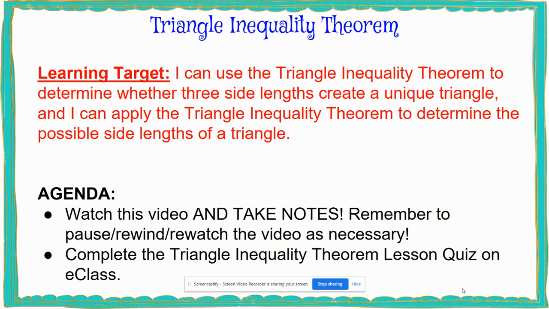Okay, today we are going to continue our work with triangles. So yesterday we talked about the angle sum theorem, which said that the sum of all of the angles in a triangle should add up to 180 degrees. Today we're going to focus on the side lengths of the triangles.